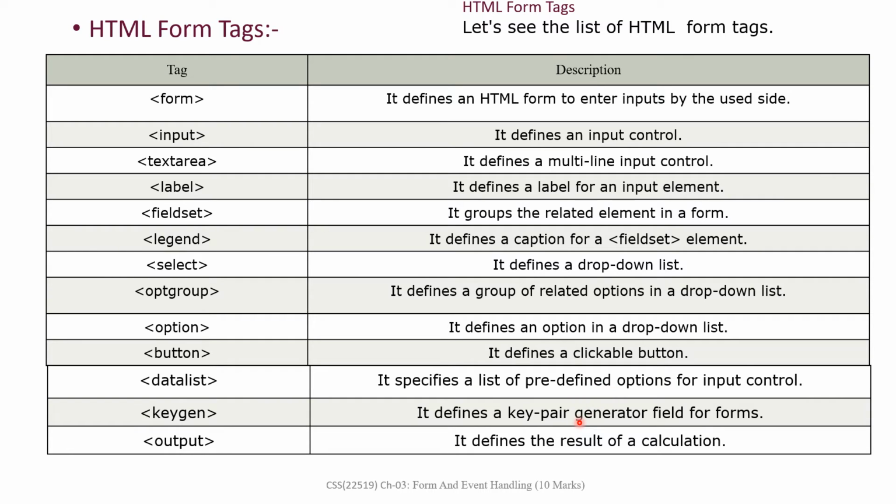Then keygen. It defines a key pair generator field for forms. Keygen means it generates the keys. Output. It defines the result of a calculation. These are some HTML form tags.